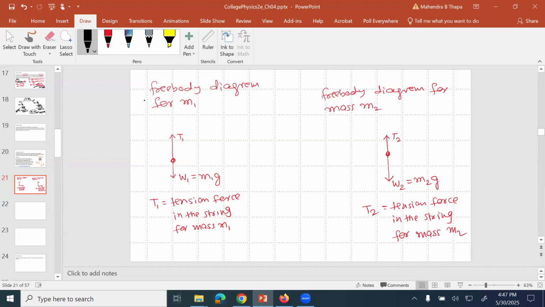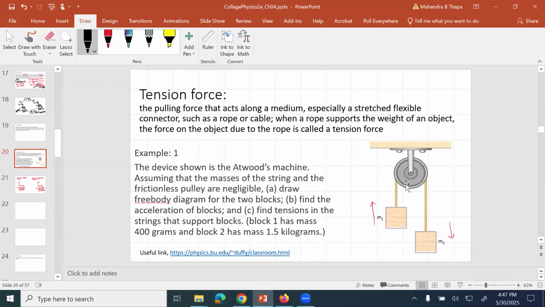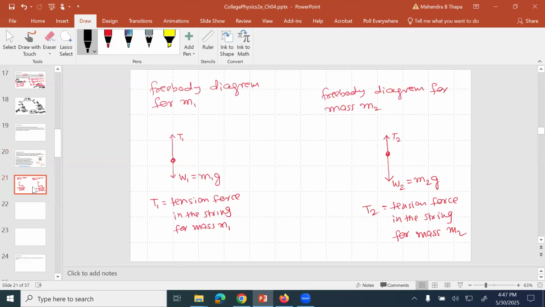This string passes through the same frictionless pulley, so we can assume that T1 and T2 have the same magnitude. So we can write just T instead of T1 and T2.